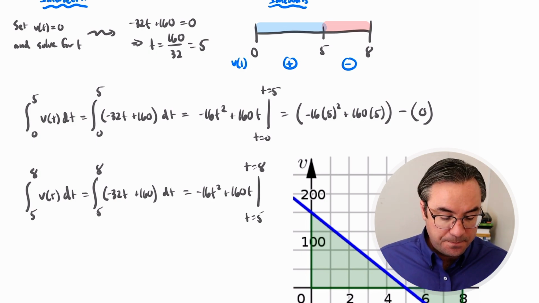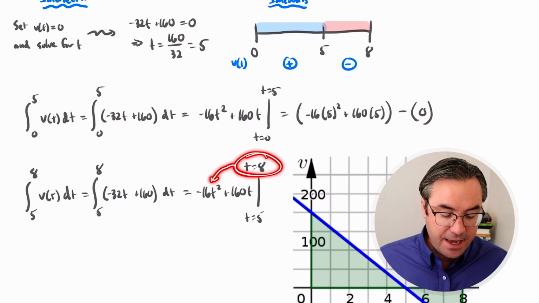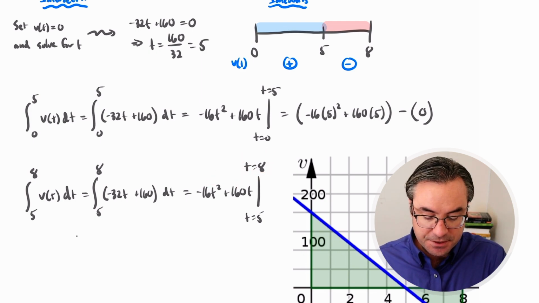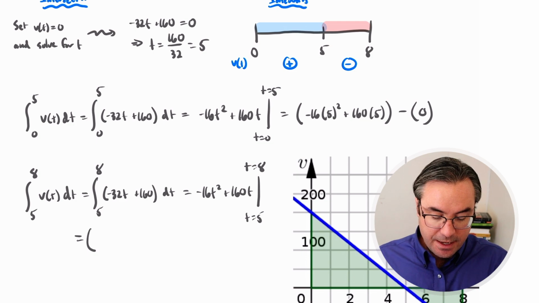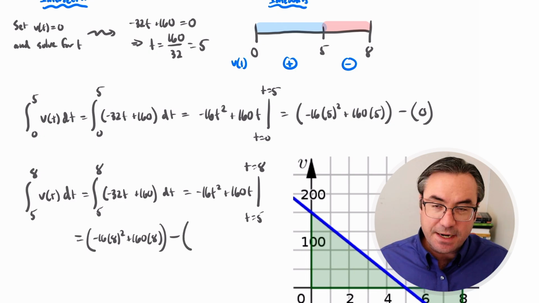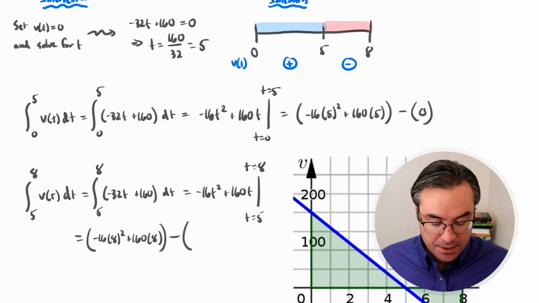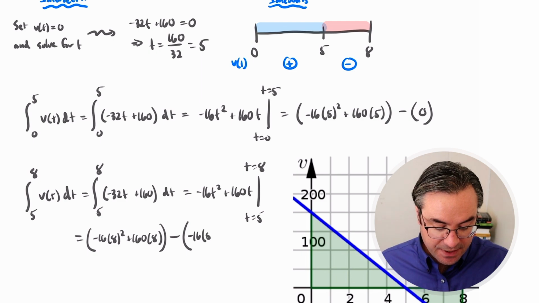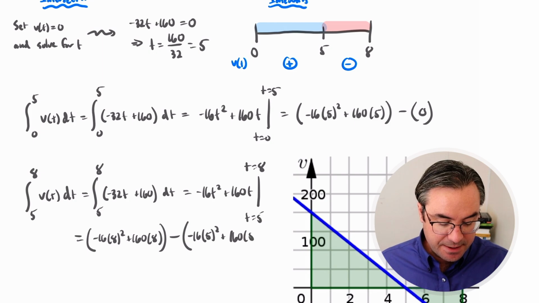All right, so if we plug in the 8, plug the top number in first, we get negative 16 times 8 squared plus 160 times 8. Then we subtract, and then we plug in the 5. So we get negative 16 times 5 squared plus 160 times 5.